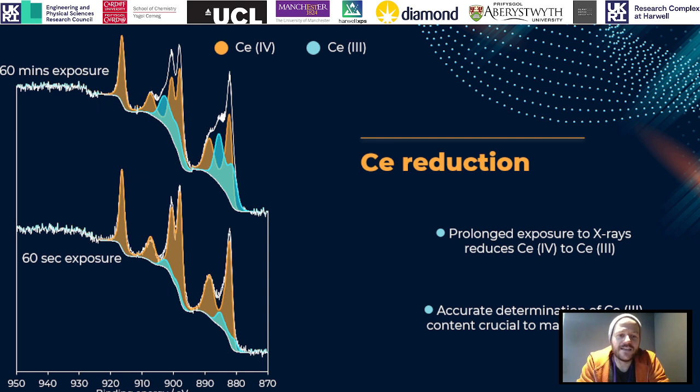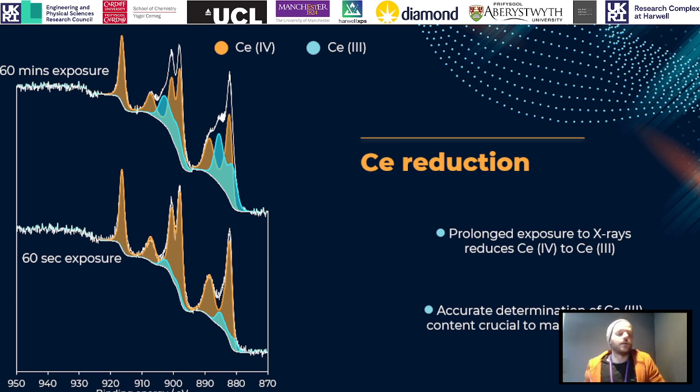So the quickest and easiest way to visualize what kind of reduction we're seeing here is to look at these two figures here. Now on the bottom we've just got a very quick scan of just a commercial Ceria we brought in, small amount of Cerium 3+, but mainly Cerium 4+. If we actually leave the X-rays on for 60 minutes, you can see we form a huge amount of Cerium 3+.